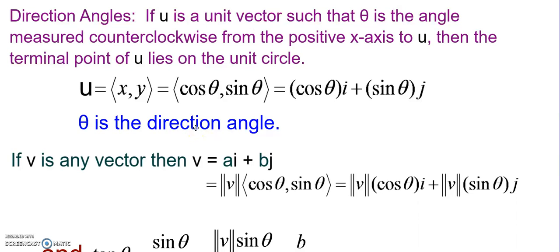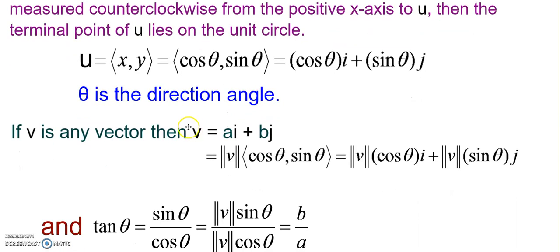Okay, what if it's not on the unit circle? Not a problem. Same thing with anything in trig. When it's not directly on the unit circle, we can still treat it somewhat like it is. So if I have some vector v that is just any vector, v equals ai plus bj, I can write this in trig form as, in component form, the magnitude of v times the component form cosine theta comma sine theta, or in rectangular form, the magnitude of v times the cosine of theta i plus the magnitude of v times the sine of theta j.